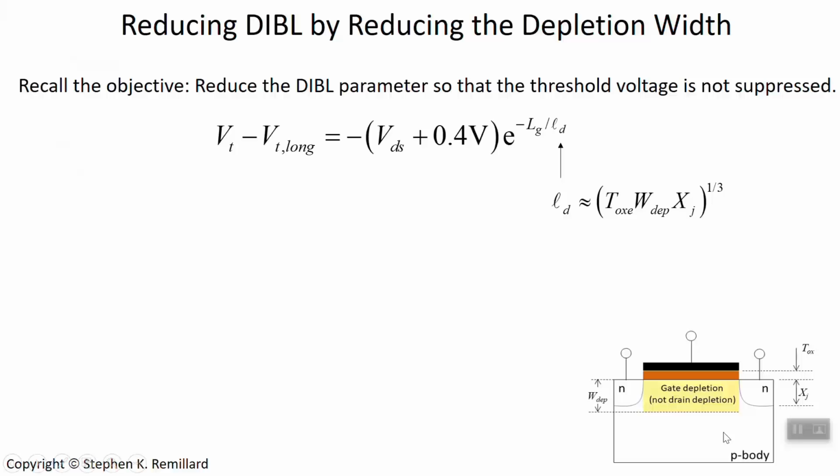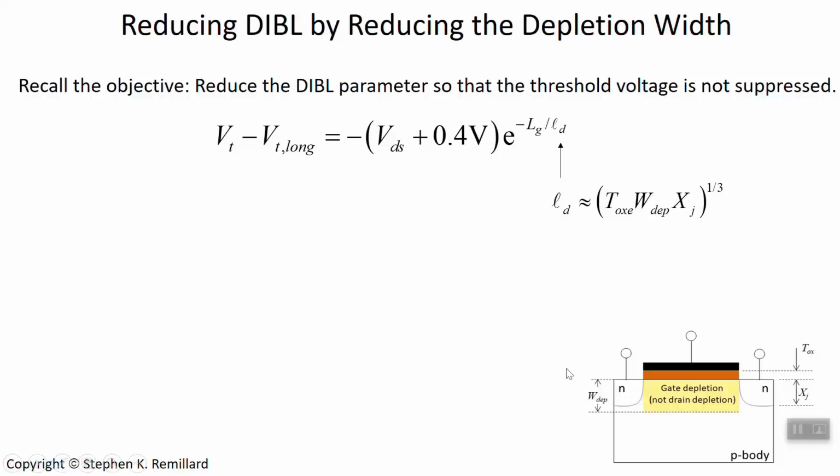We'll move on to the second variable that we will manipulate in order to reduce the drain-induced barrier lowering, or the DIBL parameter, script L, which you'll recall is the geometric mean of these three vertical depths: the depletion width, the oxide thickness, and the junction depth. And we want all three of those items to be as small as possible so that the DIBL parameter can be as small as possible, so that there isn't barrier lowering due to the drain voltage.